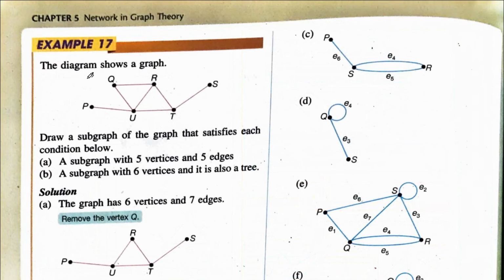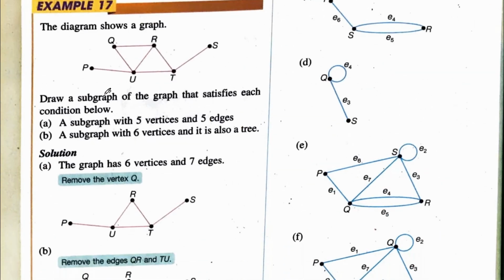Example 17. The diagram shows a graph. Draw a subgraph of the graph that satisfies each condition below. A, a subgraph with 5 vertices and 5 edges. So this graph we have 1, 2, 3, 4, 5, 6 vertices and 1, 2, 3, 4, 5, 6, 7 edges. Okay, we have 6 vertices, 7 edges. The question wants us to draw a subgraph with 5 vertices and 5 edges. That means we have to remove 1 vertex and also 2 edges.